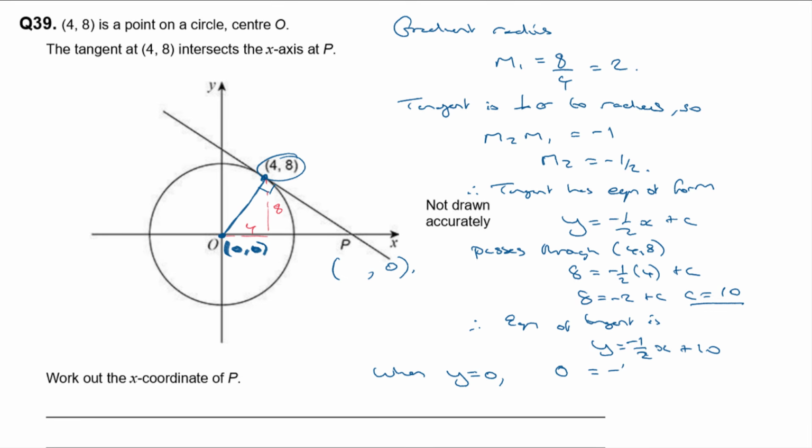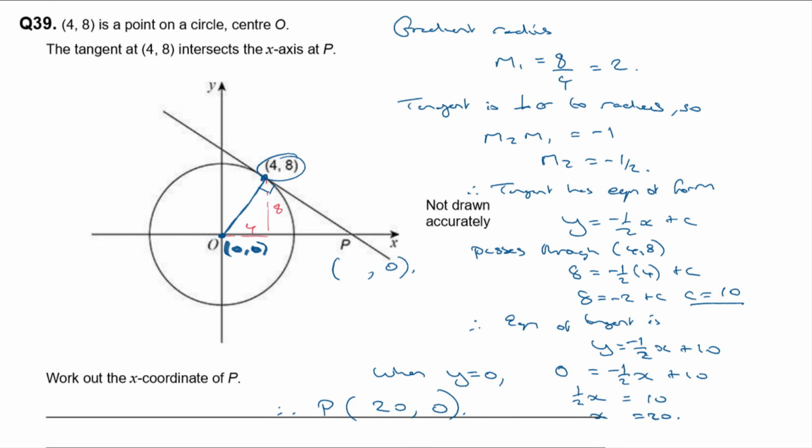So I've got 0 equals minus a half x plus 10. Taking the minus half x to the other side, I've got a half x is equal to 10. So x is going to be equal to 20, and therefore P is the coordinate (20, 0).